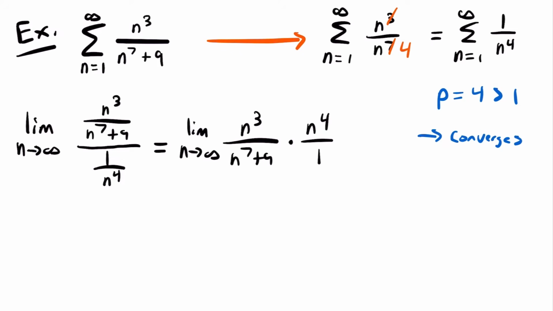And now if we simplify, n to the third power times n to the fourth will be n to the seventh, and so this is equal to the limit as n approaches infinity of n to the power of 7 divided by n to the power of 7 plus 9.